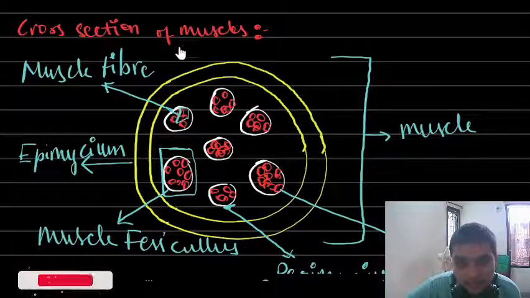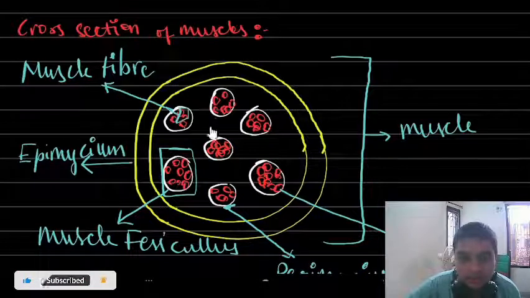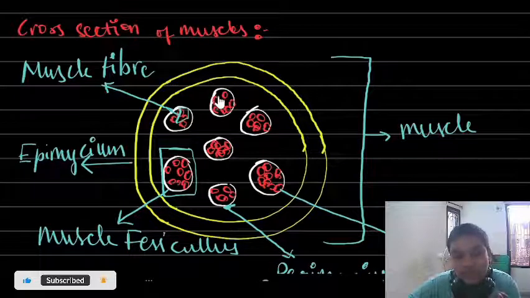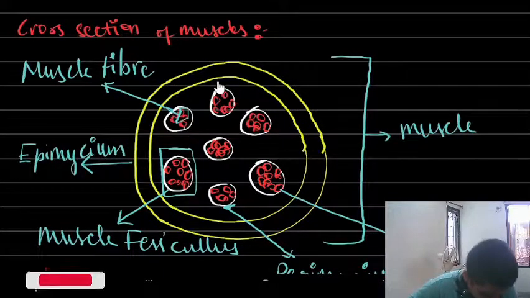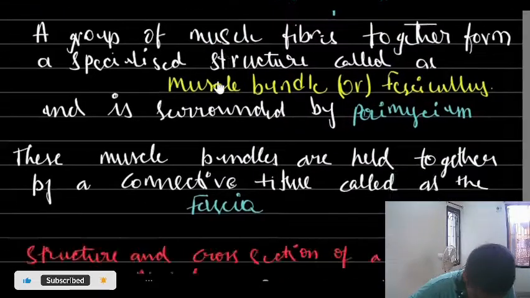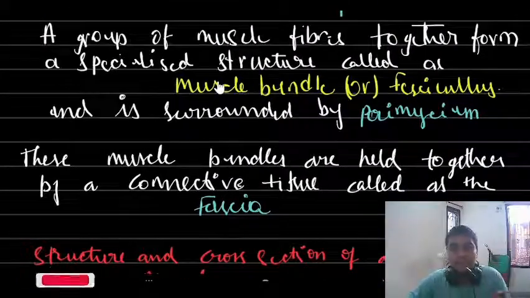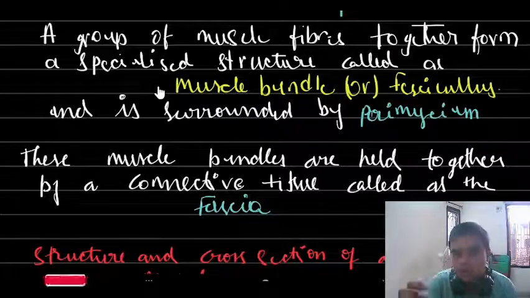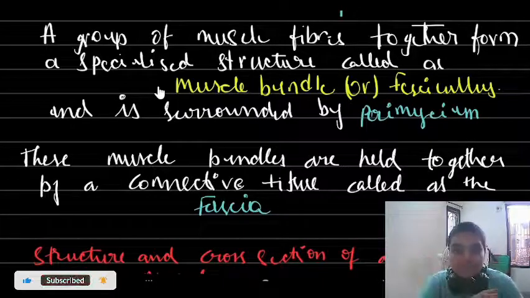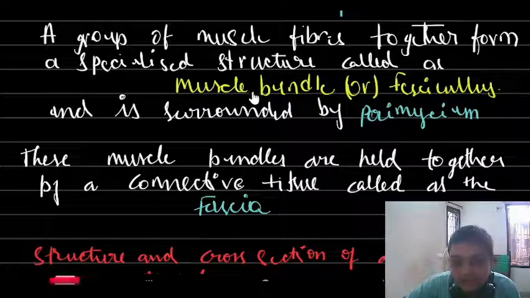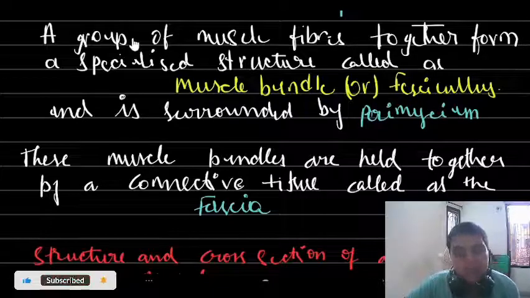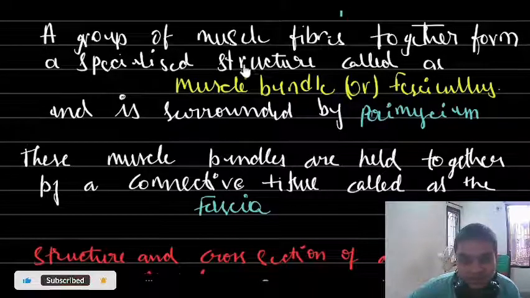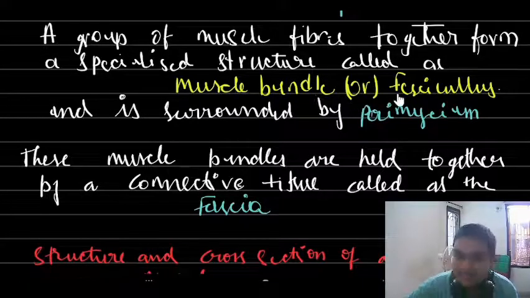Today we will be seeing the cross section of muscle. Before going into the video, let me give you some introductory points on these muscles. I have already prepared everything, so I'll be showing and telling you these introductory points. We all know that a muscle cell is also called a muscle fiber, and a group of muscle fibers together form a muscle bundle or fasciculus. Here the same thing is written. A group of muscle fibers together form a specialized structure called a muscle bundle or fasciculus.